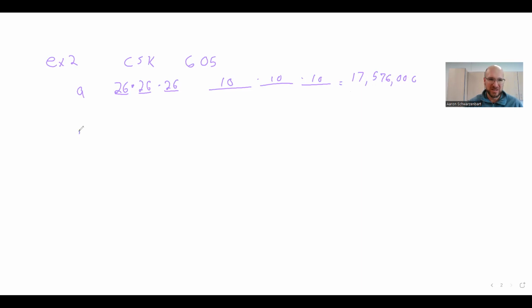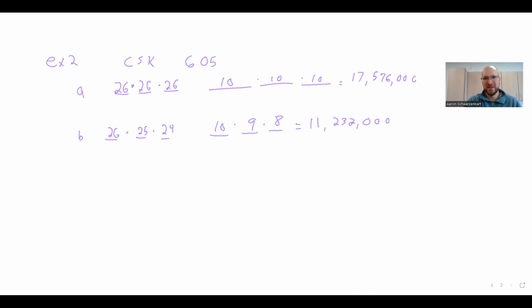Part B says if no digits or letters can be repeated, that means I have 26 letters for the first one, 25 for the second one, 24. So there is no AAA license. My first digit is 10, 9, and 8. And again, I'm just multiplying this. 26 times 25 times 24 times 10 times 9 times 8 equals 11,232,000 ways. Still a lot of ways, but not nearly as many.